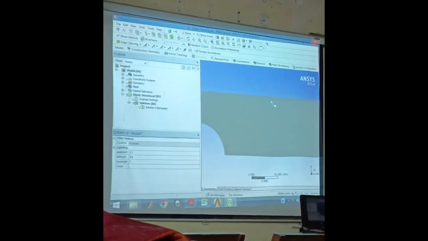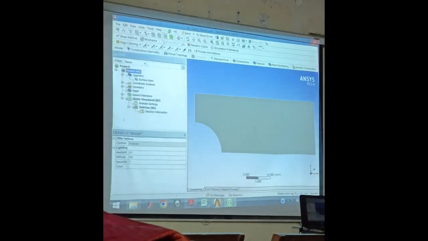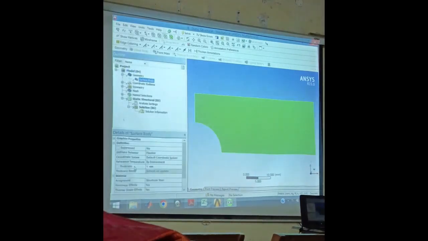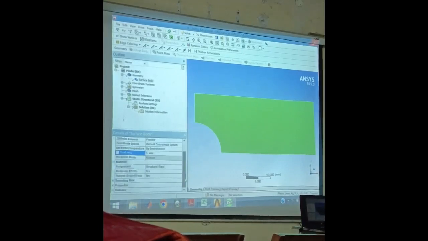Now we got the geometry here. Let me check. As I told, by default it is structural steel. See, this is the surface body. Thickness is 1 mm. I can change it if I want 5 mm or anything else. Let it be 1 mm. Parameterization will do that.